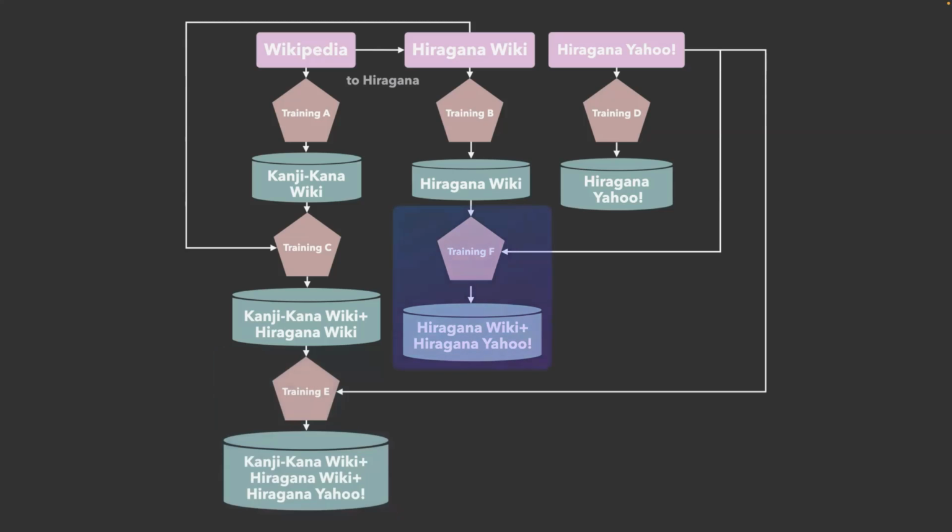Finally, we will discuss training F. The training data used for training F is from Yahoo Answers. We also fine-tuned the Hiragana Wiki model. We call this model the Hiragana Wiki plus Hiragana Yahoo model.